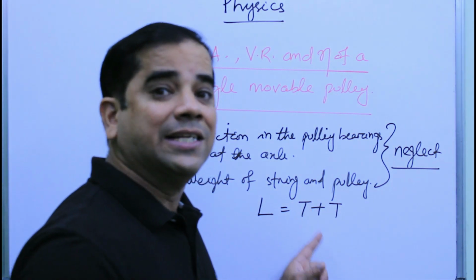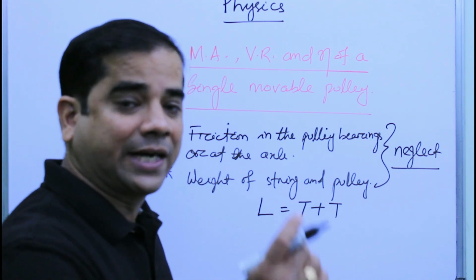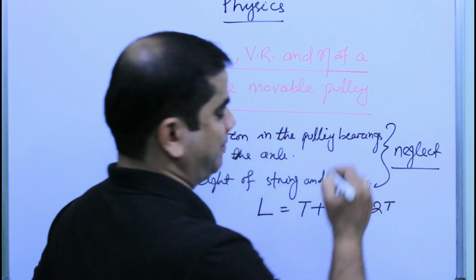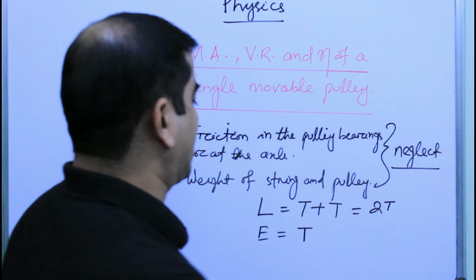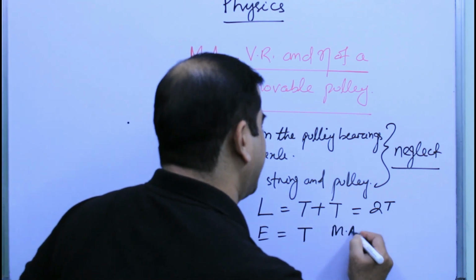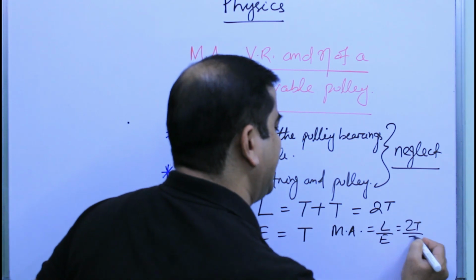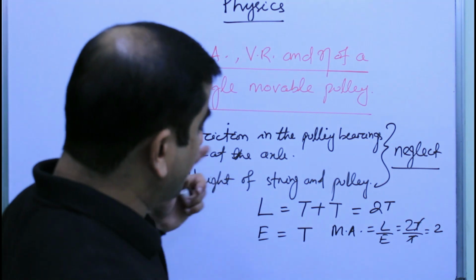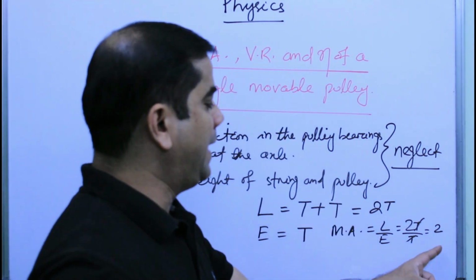These two tensile forces are acting in the upward direction, which is balancing the load which is acting in the downward direction. That's why it is 2T. So in this case the effort equals T. So what would be the mechanical advantage? That is load by effort, or 2T by T, that is 2. Okay. So mechanical advantage of a single movable pulley would be 2.